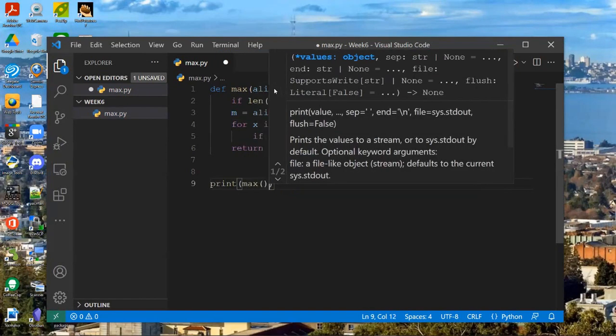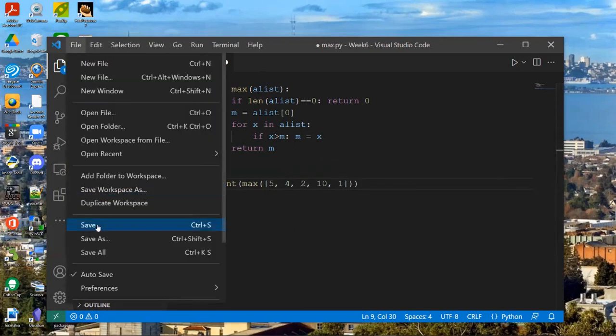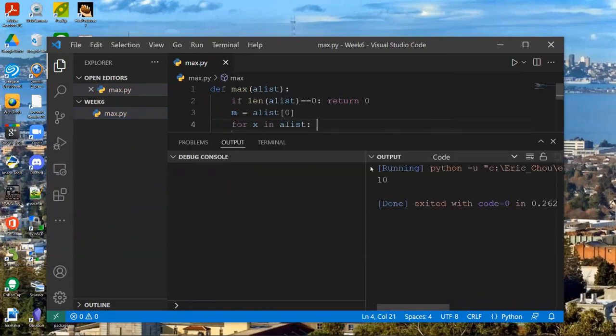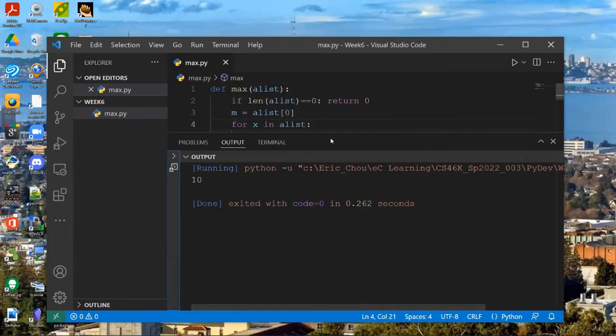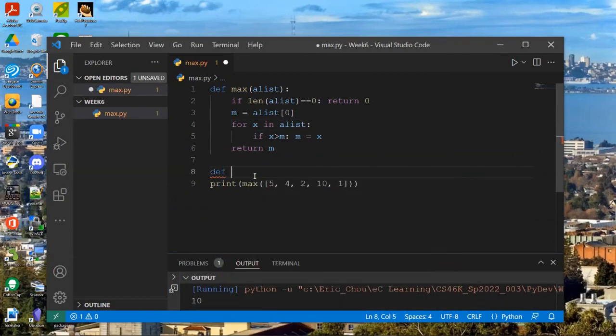Right, this is the traditional way of finding the maximum. So let's try to find the maximum of the array 5, 4, 2, 10, 1. Let's assume that. This one is the traditional way we do it, and we run it. We got 10, right? That's the maximum. So if we want to write another function, let's define max2. In max2 we get the star argument vector.